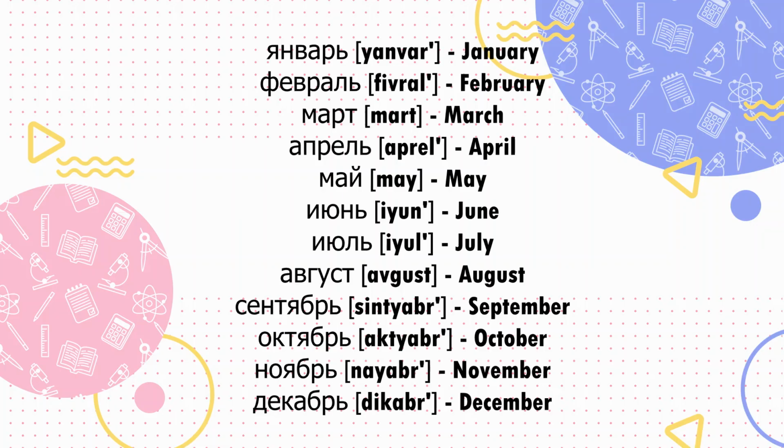Now the months. Январь, февраль, март, апрель, май, июнь, июль, август, сентябрь, октябрь, ноябрь, декабрь. Names of months are also written with lowercase letters.